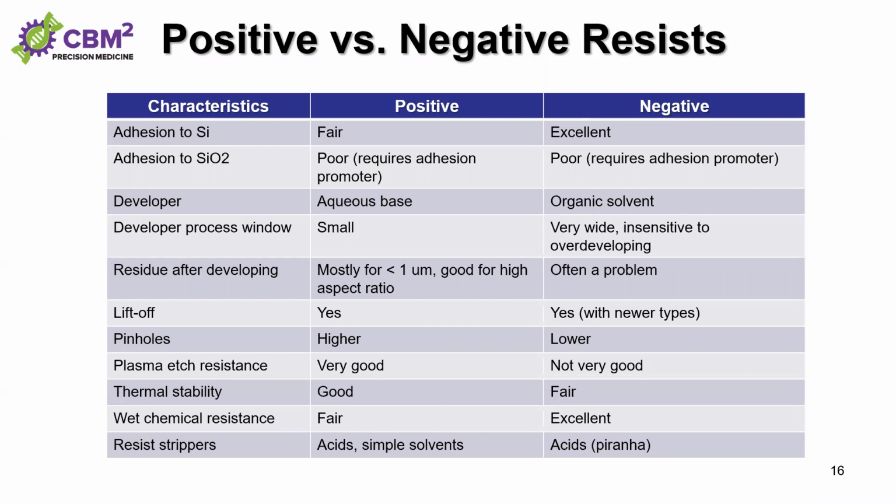Also, the phenols content is higher for positive resist, but it's okay for negative resist. Plasma etching resistance is also good for positive resist and not very good for negative resist, and so on. So when you choose a resist material, you have to really consider those aspects and pick the right one.